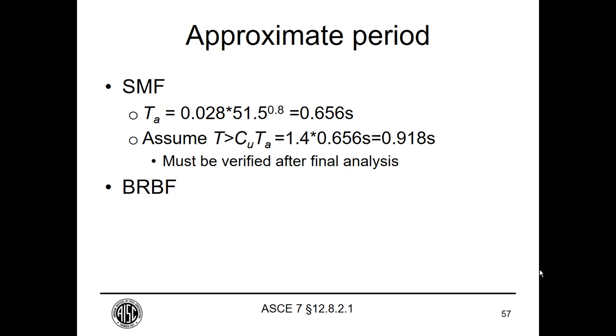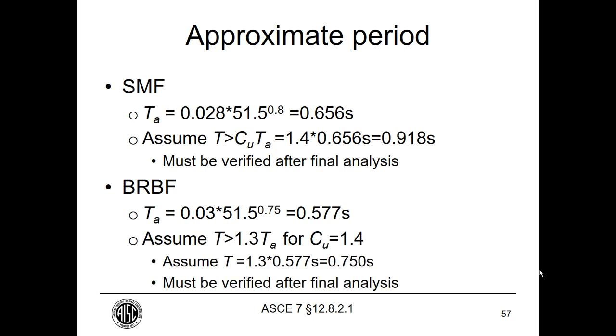A buckling restrained braced frame might very well be governed by strength requirements, especially for a 4-story building, which isn't very tall. The approximate period we get from ASCE 7 is 0.58 seconds. We're going to assume that our actual building period when we construct the model will be longer than this, but maybe not all the way to Cu Ta. So I'm going to assume 1.3. It's typically in that range.